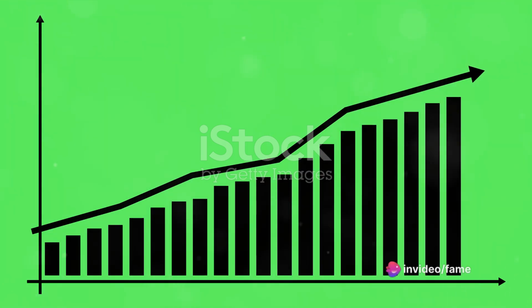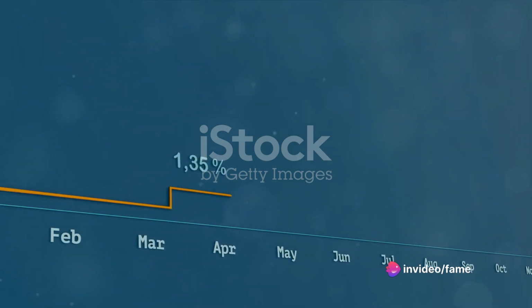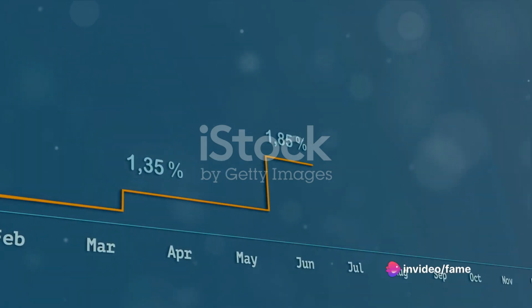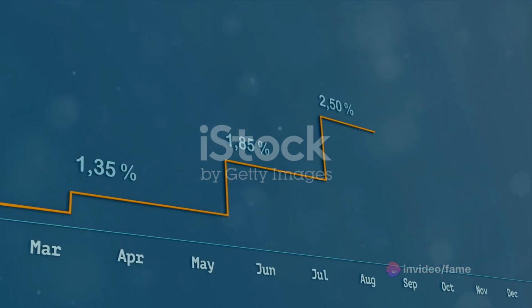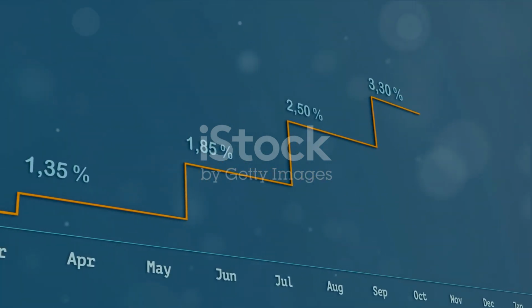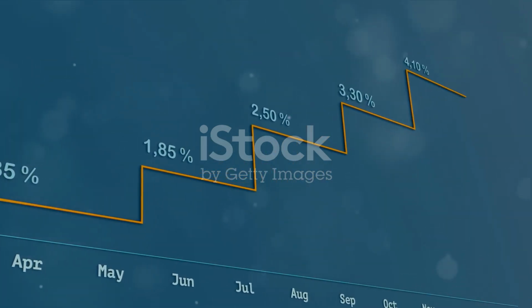Lastly, we have the flat yield curve, where the yields on bonds of different maturities are all relatively close together. This typically occurs when investors are uncertain about the future direction of interest rates.